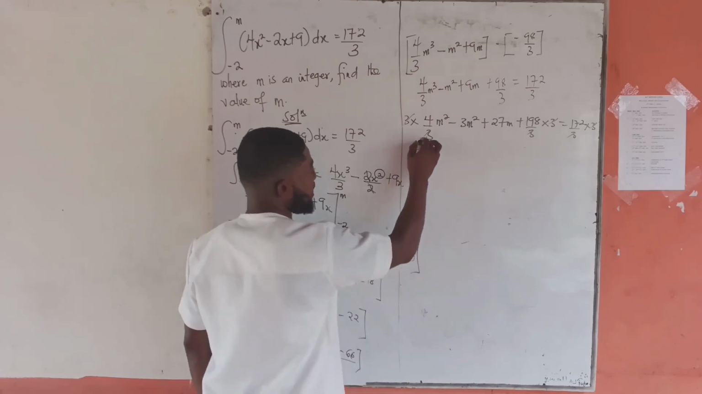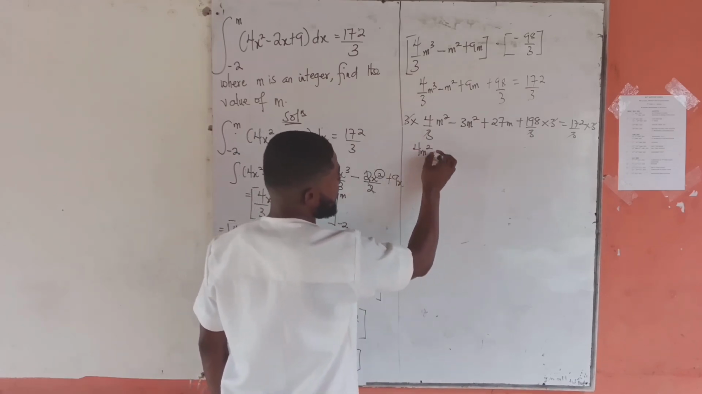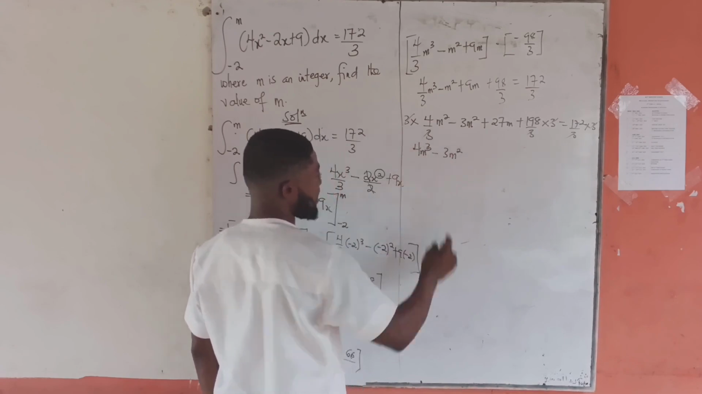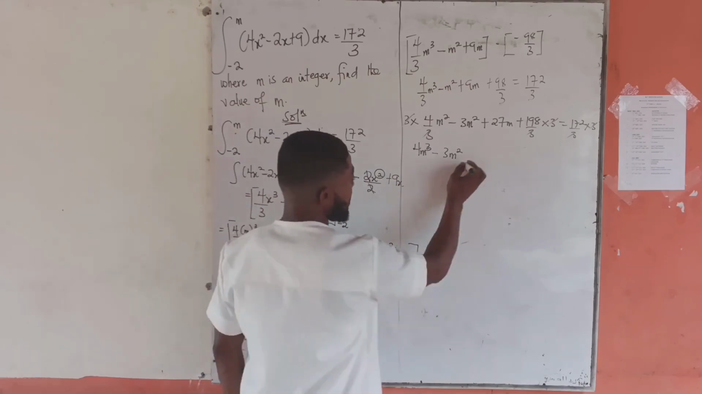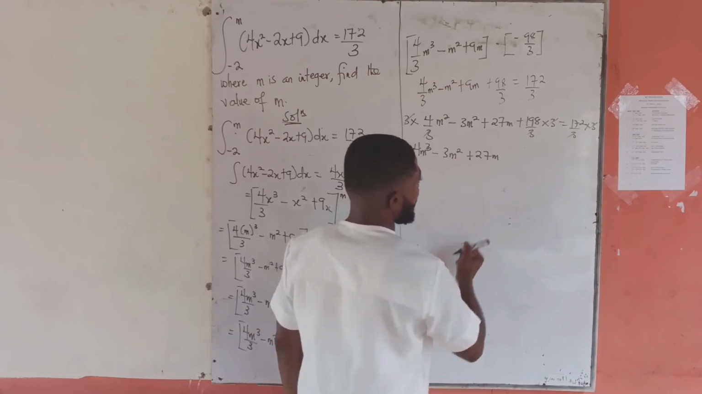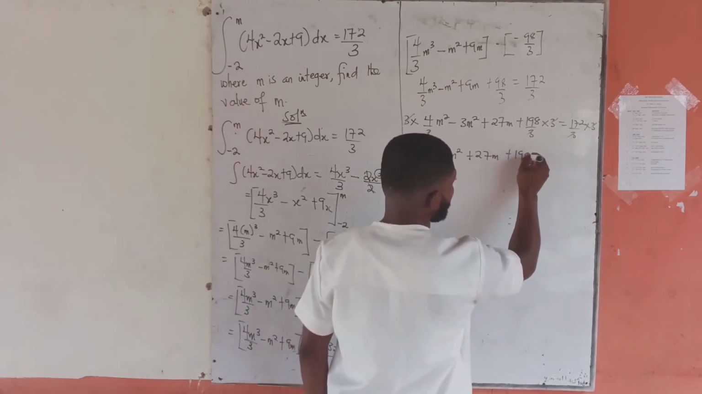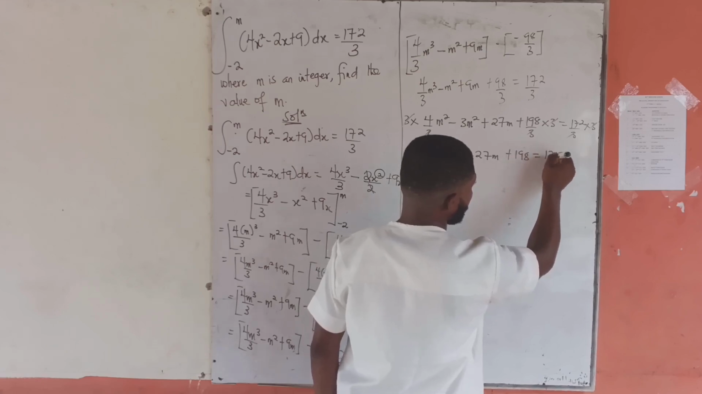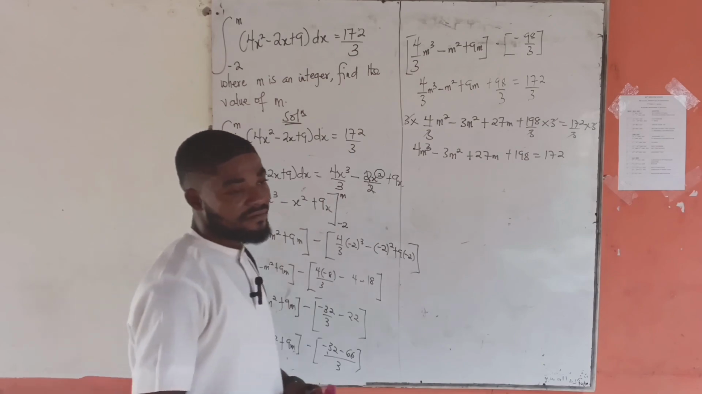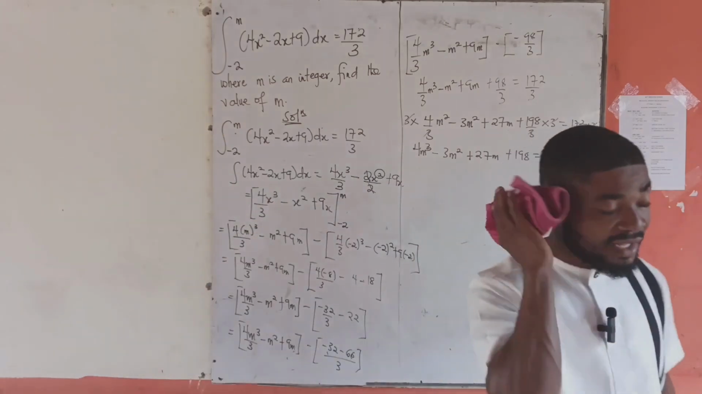So we get 4m cubed, sorry, minus 3m squared plus 27m plus 198 is equal to 172. Okay, so now we have a polynomial of power 3.